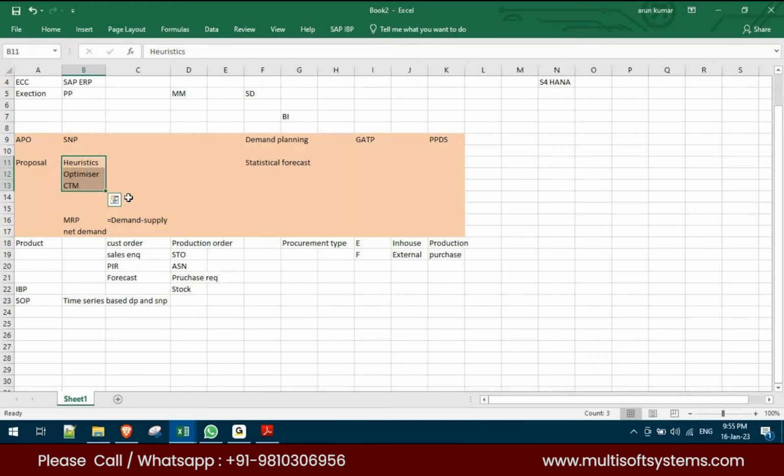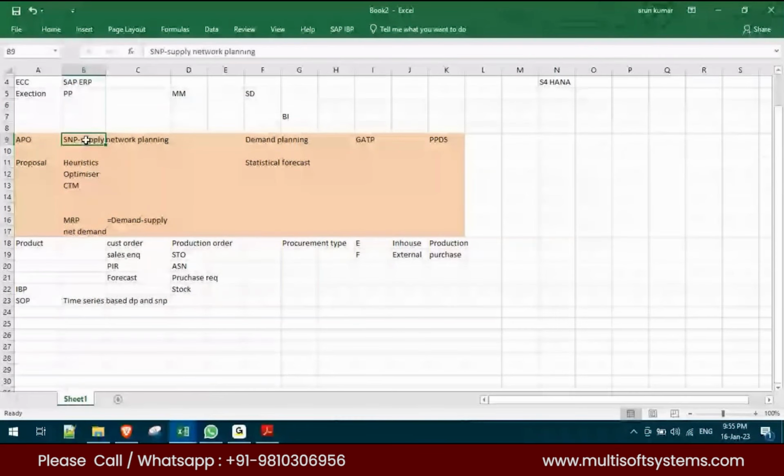But with SNP, what exactly do we mean by supply network planning? We have a restriction of PP, where we do MRP at plant level, and we don't have visibility over the entire network. So let's say we have different distribution centers attached to different warehouses, attached to different production plants. What supply network planning is doing is it takes all of that into account, and there are different things that you can customize here.